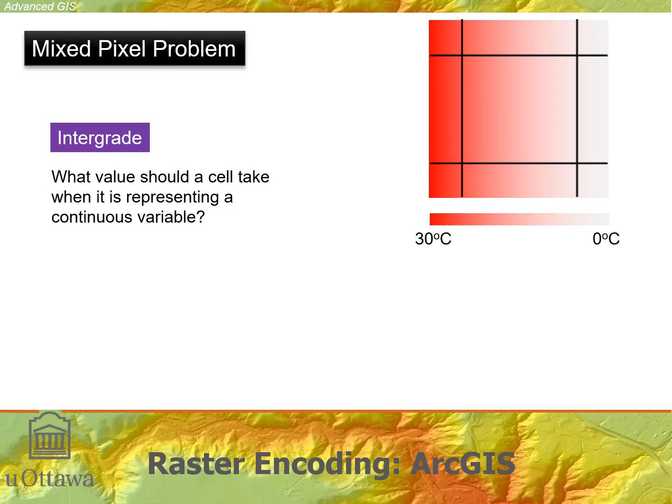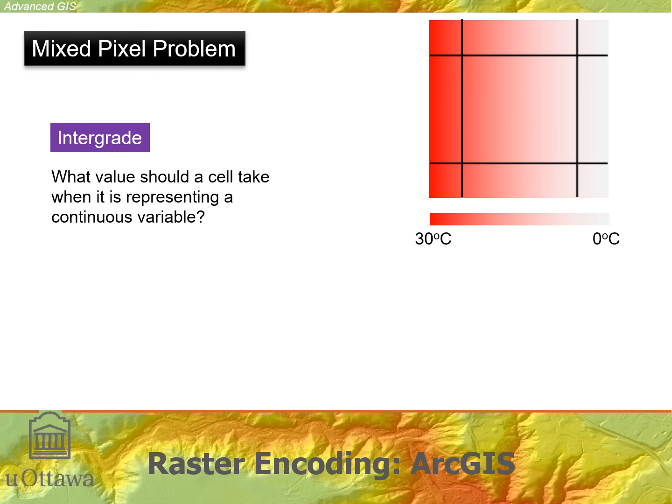Finally, we have an intergrade issue. Intergrade issues are for continuous data. Remember, rasters are cells. Every cell has only one number in it. Even if it's measuring a quantitative variable, let's say like temperature. Here we have temperature ranging from 30 degrees Celsius to 0 degrees Celsius, and that goes across the cell. So right about in here, for example, it might be about 28 degrees, and here it might be about 3 degrees. And that's a range over the cell, isn't it?